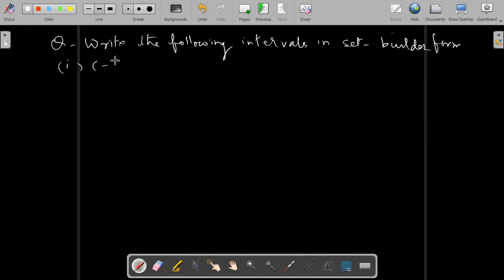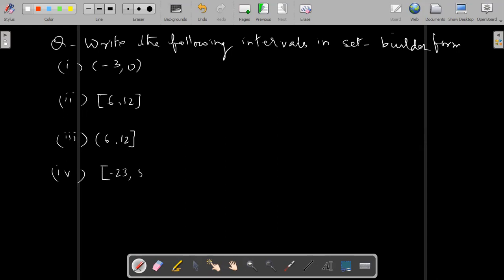First interval minus 3, 0. Write in the set builder form. Second interval 6, 12, both included. Third interval 6 excluded, 12 included. Fourth interval minus 23 included, 5 excluded. So write set builder form.